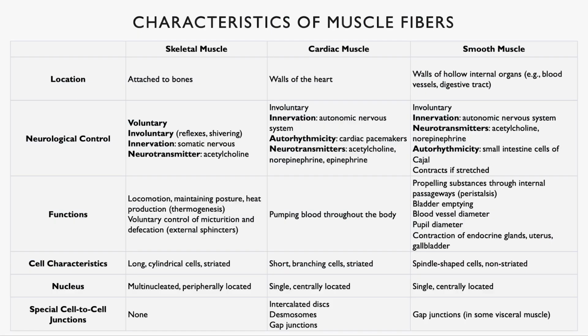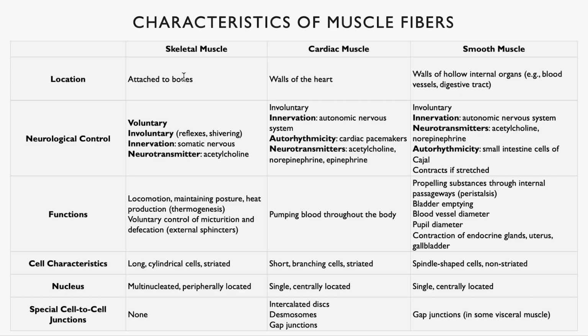So we can start by having a comparison of the three types of muscle cells or muscle fibers. Here we have a table that describes skeletal, cardiac, and smooth muscle and compares their location, the type of neurological control, their main functions, the characteristics of the cells, the nucleus, and makes a reference to the cell-to-cell junctions that exist in some of these muscles. Well, skeletal muscle is attached to the skeleton, to the bones, very important for locomotion, movement, for maintaining the body posture.